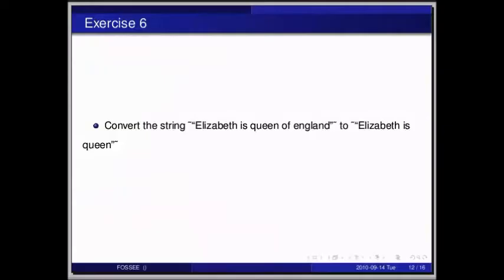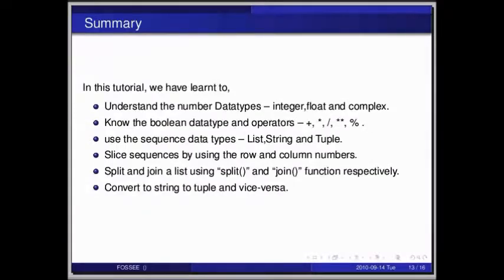And in this tutorial we have learned to understand the number data types, integer, float and complex, know the boolean data types and operators, plus, minus, slash, percentage, that is modulo, and then star for multiplication. Then use of sequence data types, list, strings and tuple. Then slice sequences by using the row and column numbers. Split and join a list using split function and join function respectively. Then convert strings to tuple and vice versa.